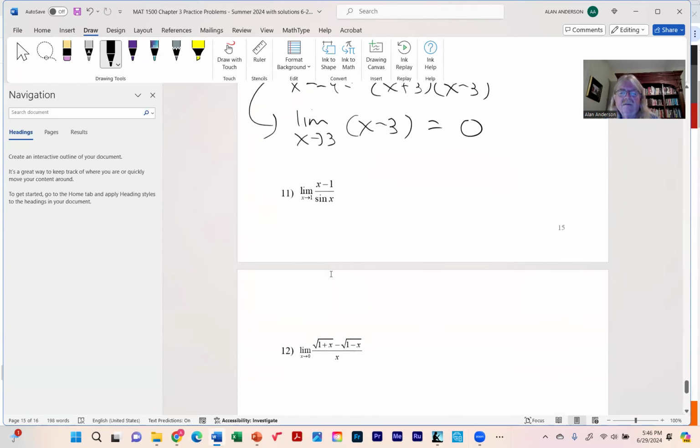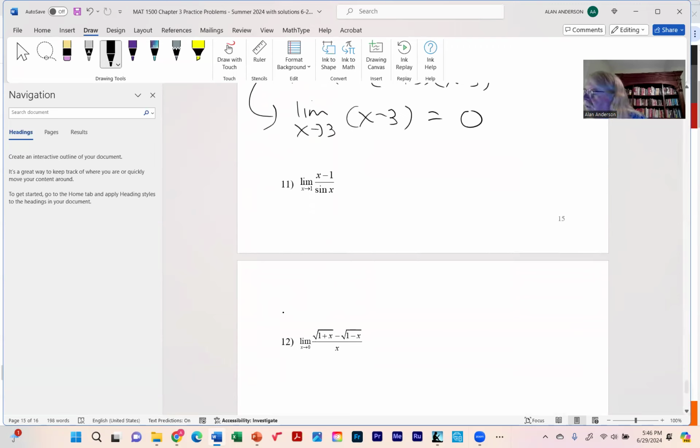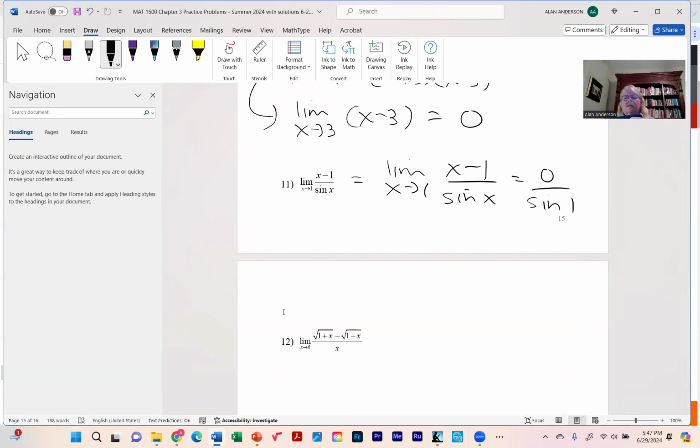All right, now what's going on here? So we have direct substitution would give us 0 over sine 1. So we go to your calculator. It doesn't matter what it is. We don't need to know the exact value of sine 1 because 0 over that is just 0. Okay, it's like 0.848.